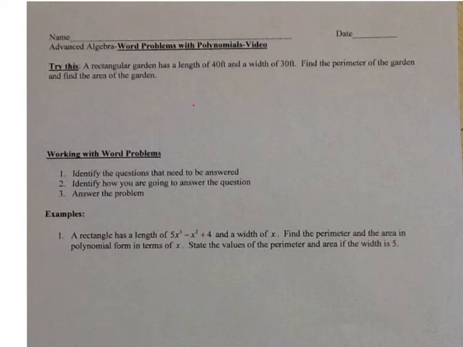So put me on pause, might want to draw yourself a picture, try to recall what perimeter is and what area is. So put me on pause, give it a try, and then come back and check your answers. Okay, so let's see. I'm going to draw a picture, and I do have a rectangle. So here's my rectangle. And I know the length is 40 feet, and the width is 30 feet. So the first thing it says is to find the perimeter.